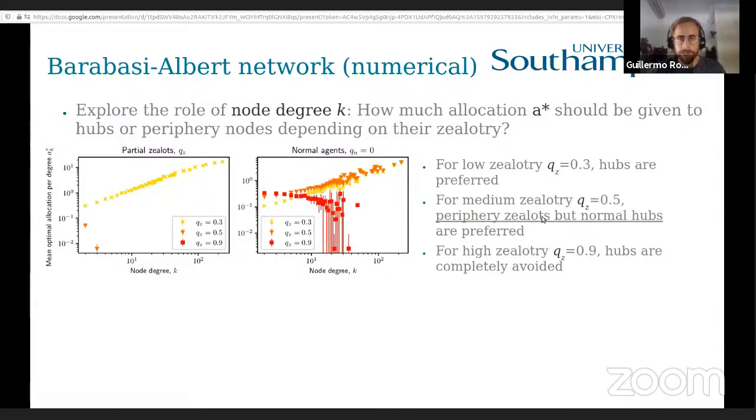So in this case, we look at how much allocation is given to each node depending on the degree of the node. Here in these plots, on the left, we have the Zealots. On the right is the normal agents. Let's look first at the low Zealotry level, Q equal to 0.3 in yellow.